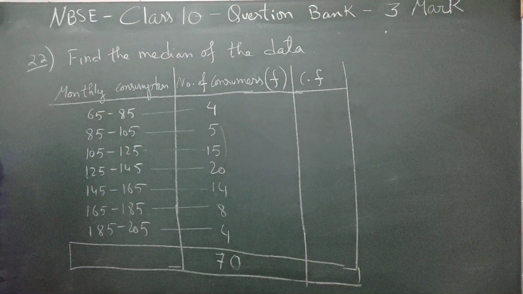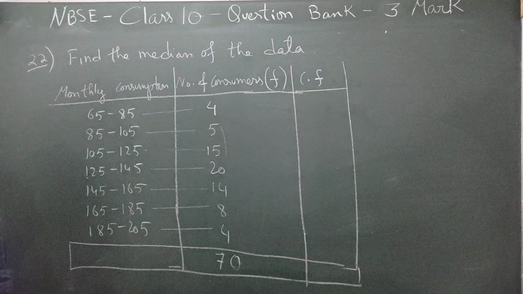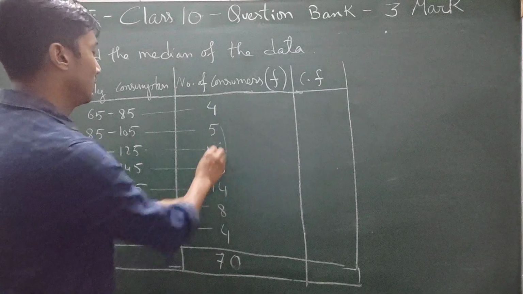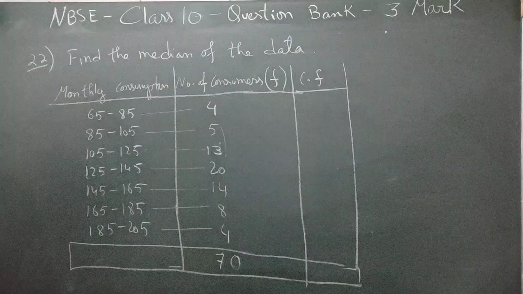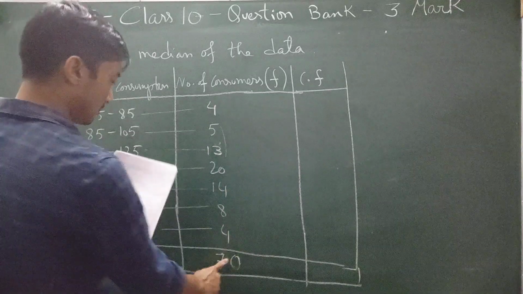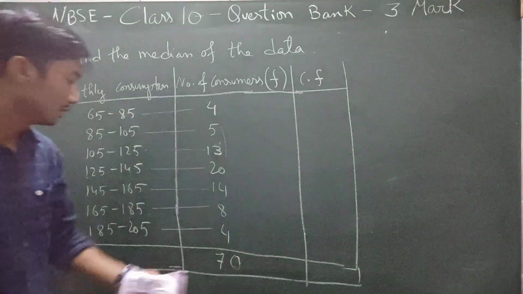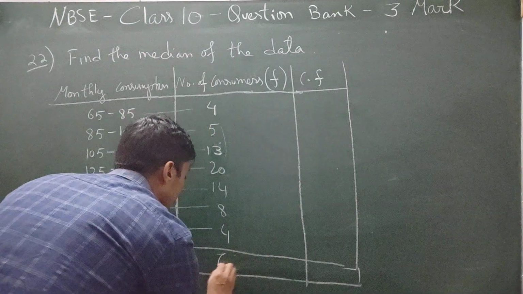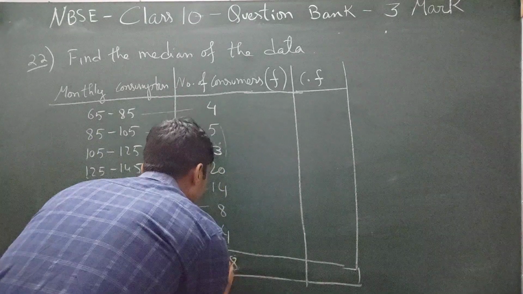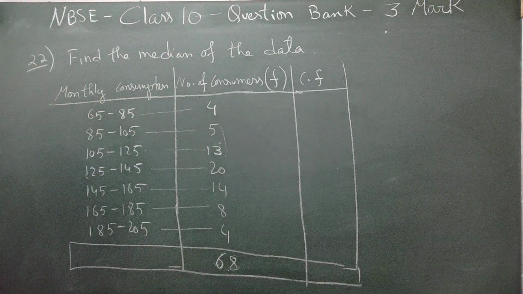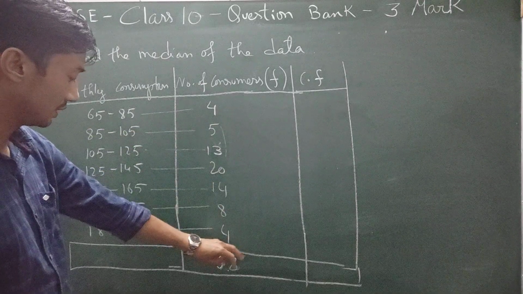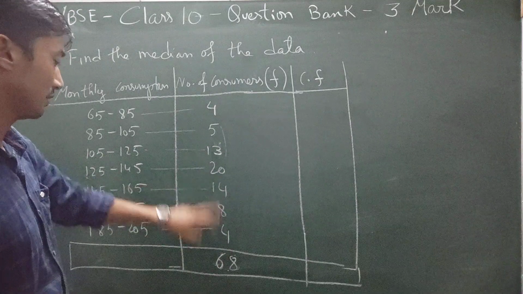So the total of the frequency is... sorry, I read 13 wrongly. Cross checking once again. 4, 5, 13, 20, 14, 8, 4. So this is not going to be 70. I believe this is going to be 68. 5, 6, 7, 8, 9, 10, up to 20, 28, 2 left, 3, 4, 5, 6, 8.